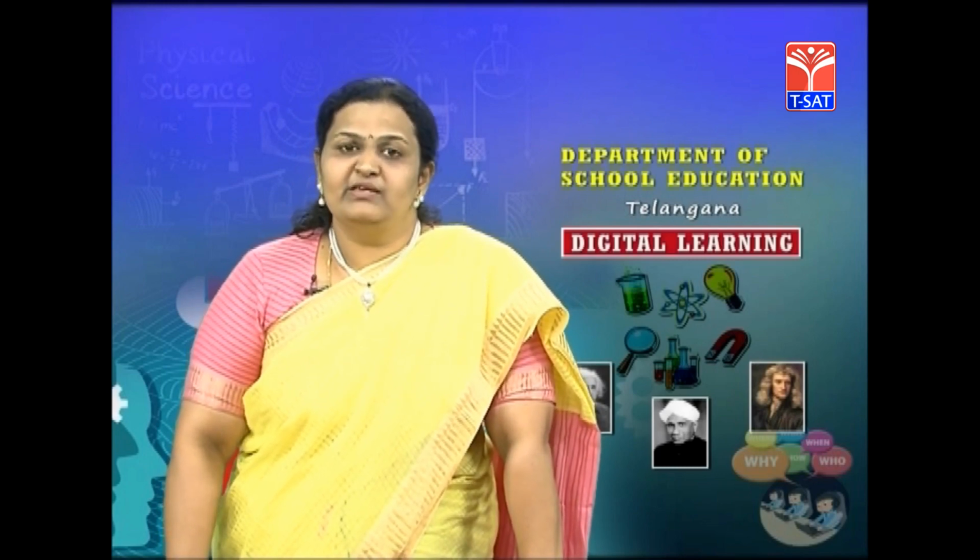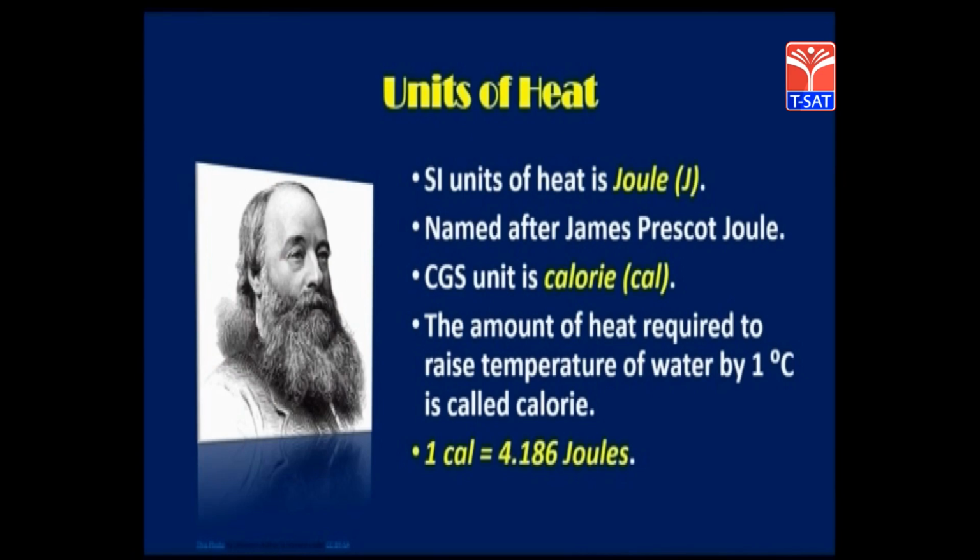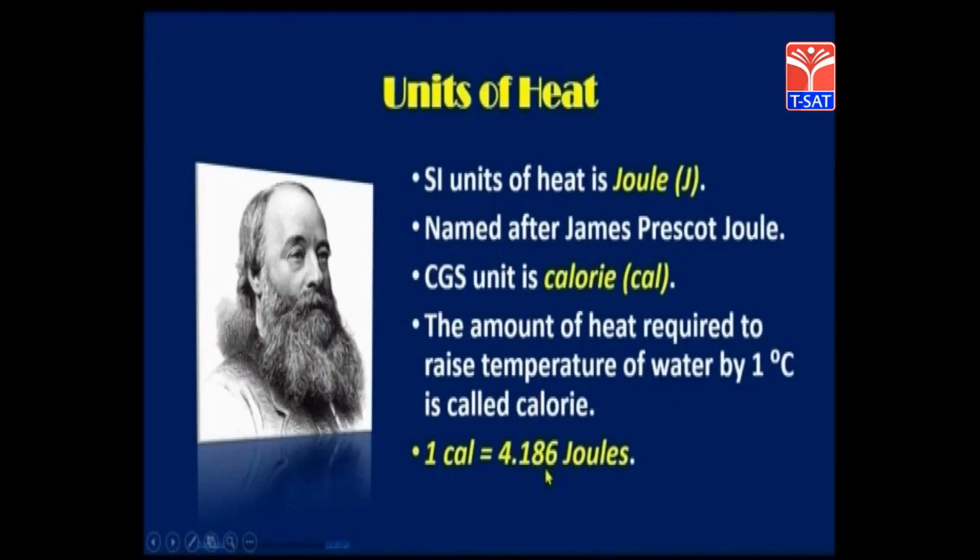Now there is a small conversion factor between the calorie and the joule, which is given as 1 calorie is equal to 4.186 joules. Okay children, 1 calorie is equal to 4.186 joules. This is an important conversion factor, children, or we can usually round it up to 4.2 joules also.